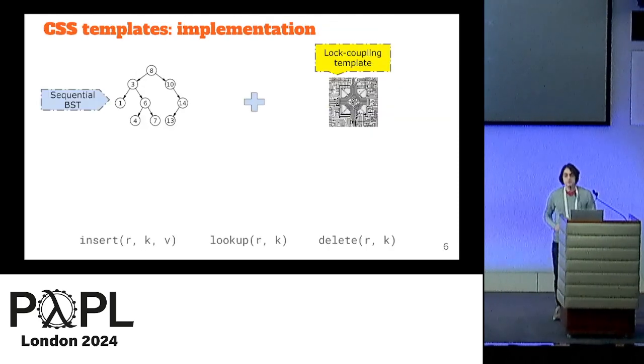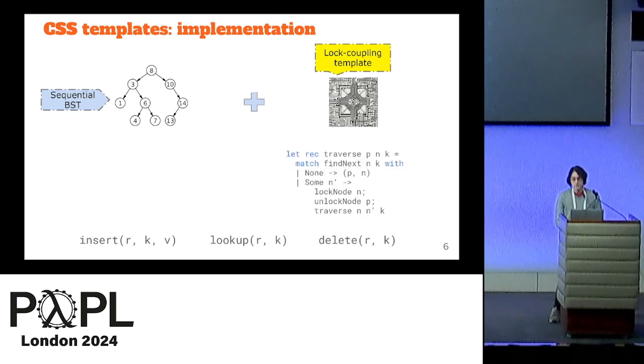First of all, if we want to verify a search structure with the template approach, fundamentally that means we have these three core search structure functions, insert, lookup, and delete, and we want to prove some reasonable specification for each of them. But if you want to use the search structure approach, you can't just write these functions. You need to implement them in a very particular way.